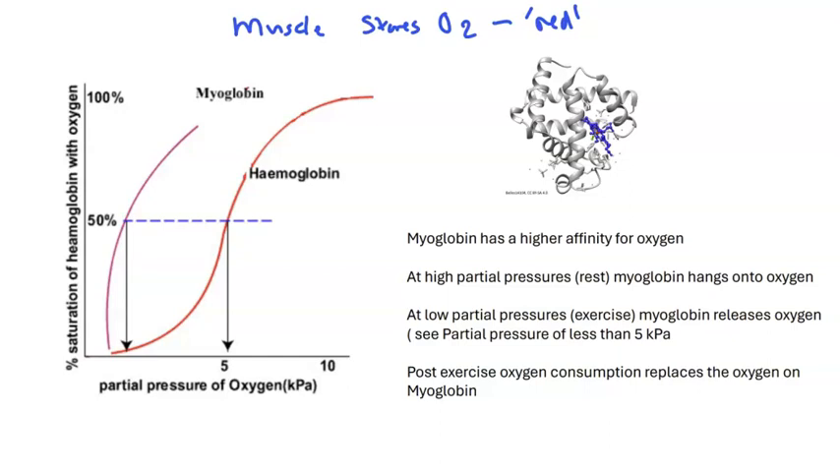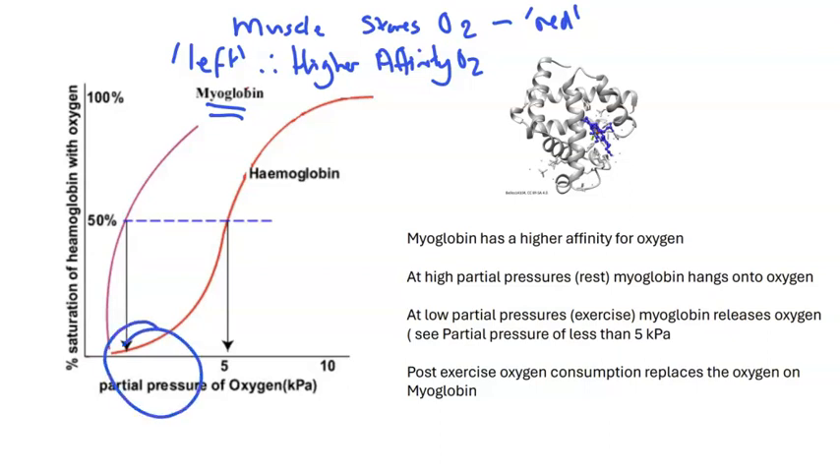If we look at the oxygen dissociation curve for myoglobin, we find that its curve lies to the left of normal hemoglobin, and therefore it has a higher affinity for oxygen. Now, in effect, what this means is that the myoglobin will not release its oxygen until the partial pressures of oxygen are very, very low.